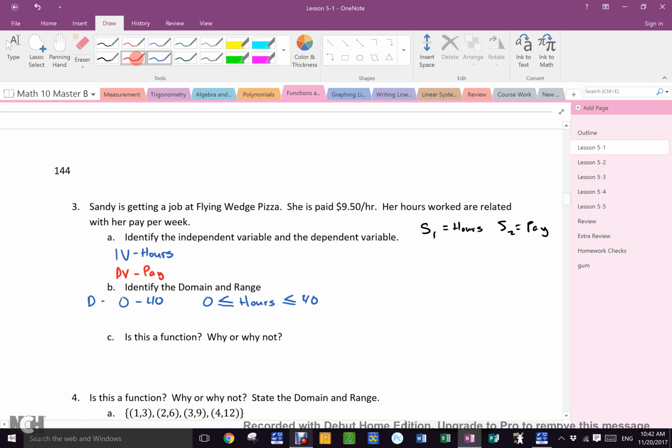Okay. What then is my range? What's the lowest amount of money I could make? 0. If I don't work, I don't get paid. What's the most amount of money I can make? 40 times 9.50, yes? So if you do that math, it's $380, isn't it? Somebody with their calculator, do 40 times 9.5. 380. Now here's where it gets weird.